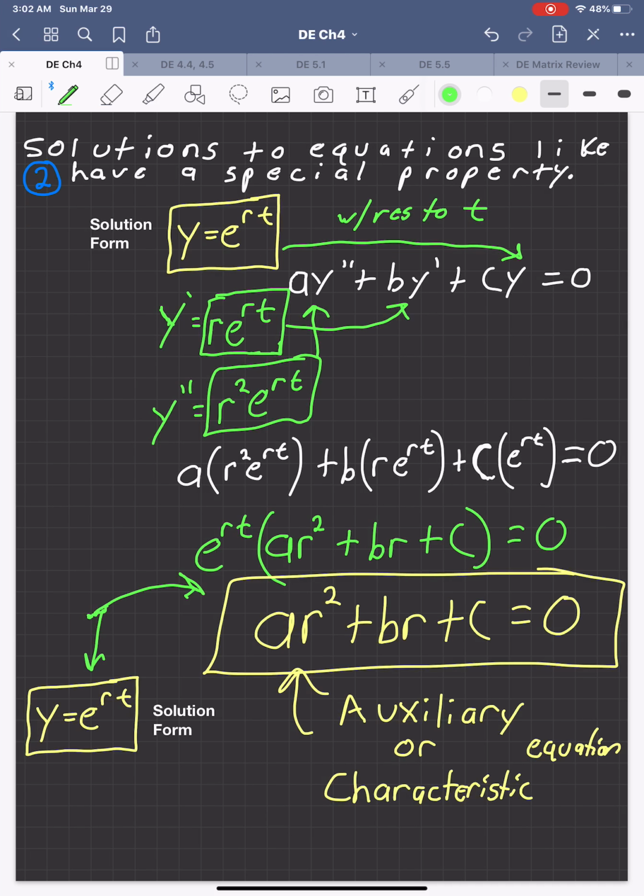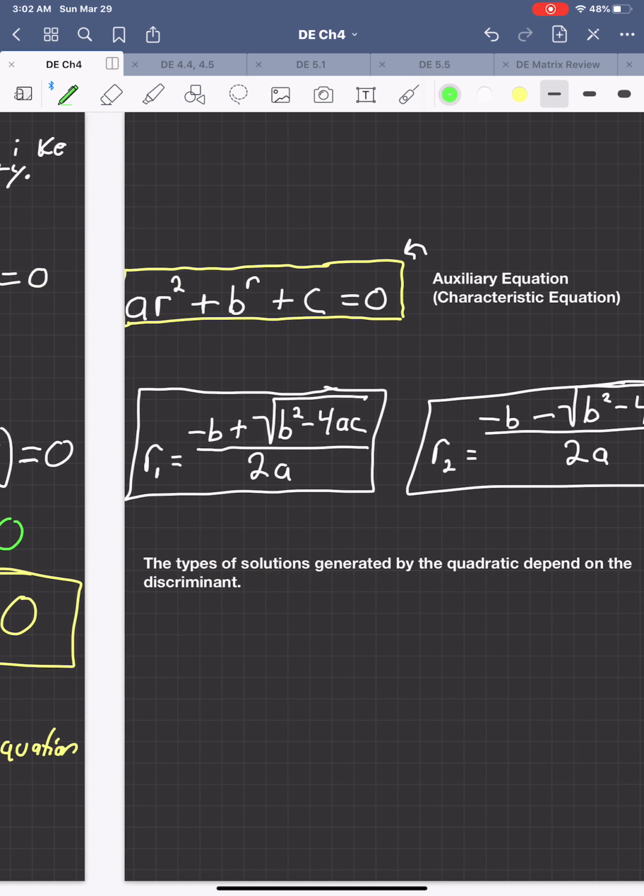But that is only going to be true, right? That's an if and only if statement. That's only going to be true if r satisfies this quadratic equation. And now I want to take a second and talk about what type of solutions can come out of a quadratic equation, right?